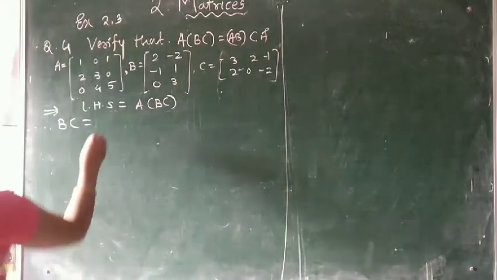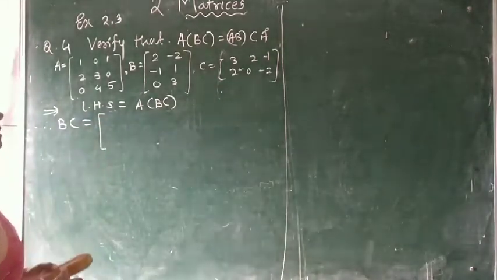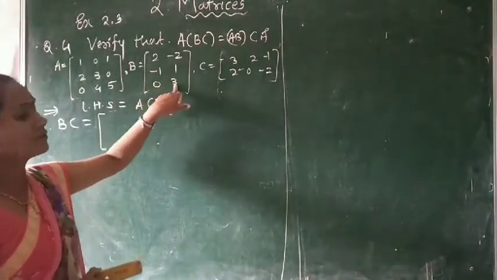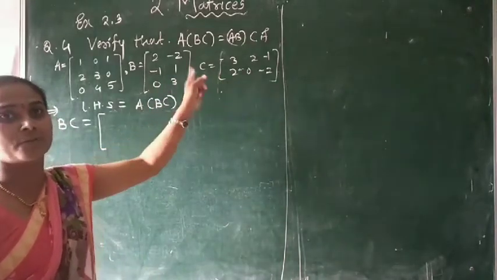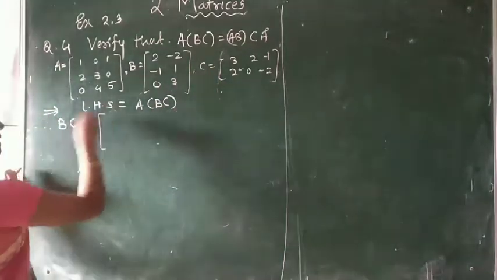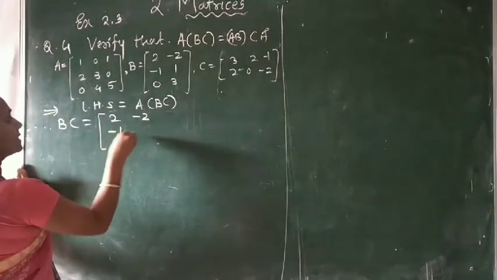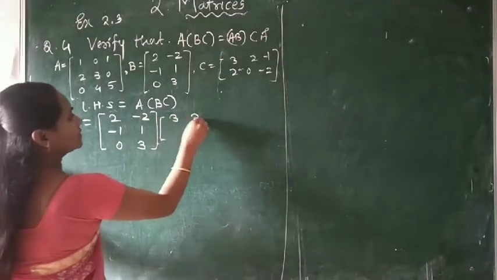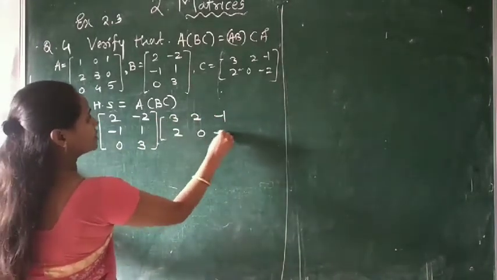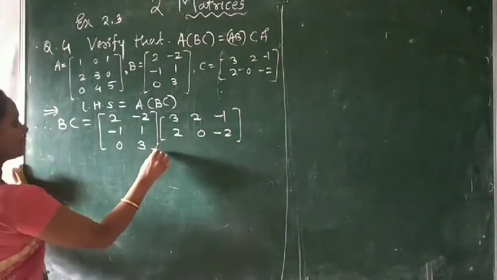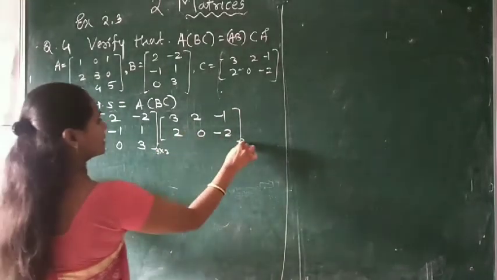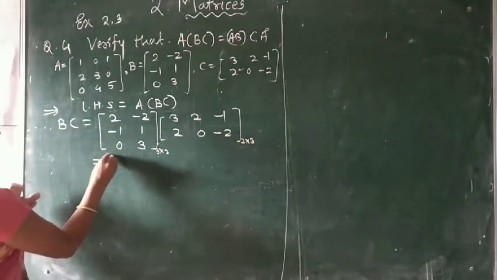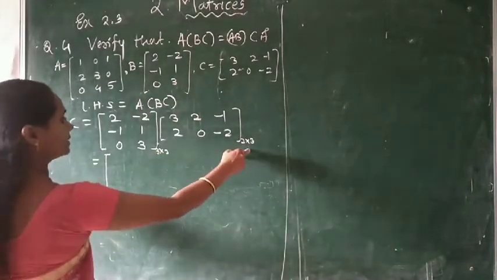Therefore first we take the product BC. First check whether product of BC exists or not. The number of columns of B is 2 and the number of rows of C is 2. Therefore product of BC exists. Take matrix B: 2 minus 2, minus 1 1, 0 3, and C is 3 2 minus 1, 2 0 minus 2. This is a matrix of order 3 by 2 and this is a matrix of order 2 by 3. Therefore the new matrix obtained from BC is of order 3 by 3.